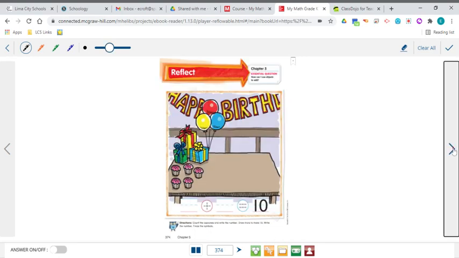1 more page to go in our review. And here it is. Oh, we're invited to a birthday party, it looks like. All right, so we're on page 374. Page 374. I'm going to grab my pen here. And it says, count the cupcakes and write the number. All right, count the cupcakes. 1, 2, 3, 4, 5. All right, so counted the cupcakes. I counted 5. Write the number. There's that number 5. Good thing you practiced it.